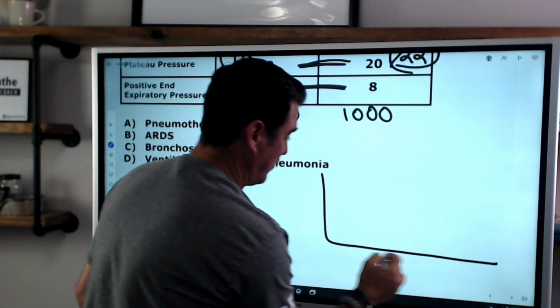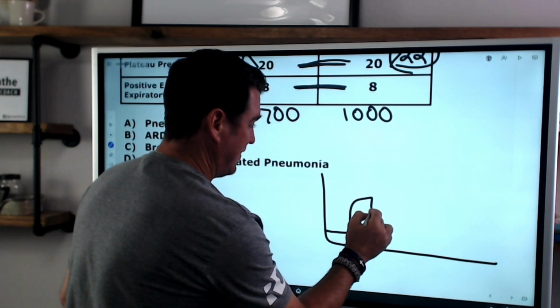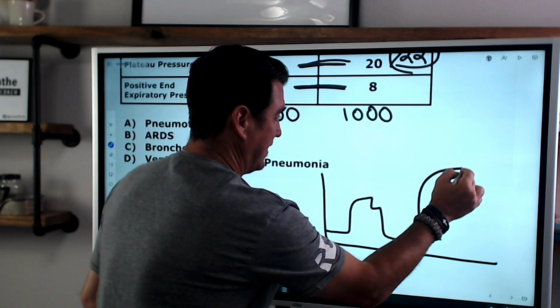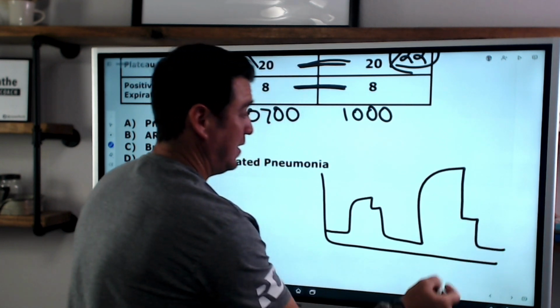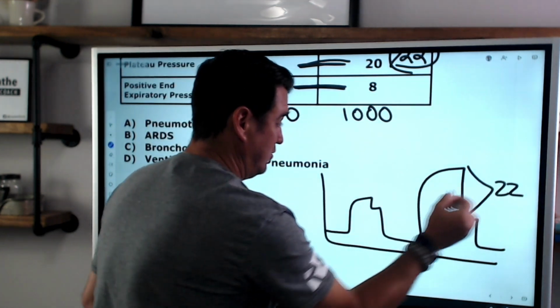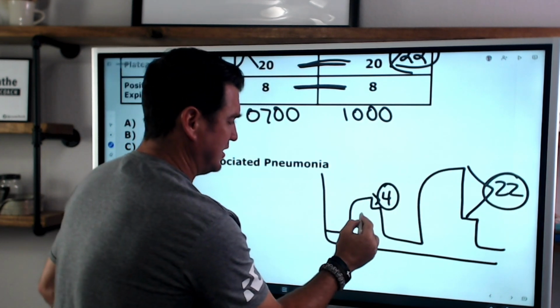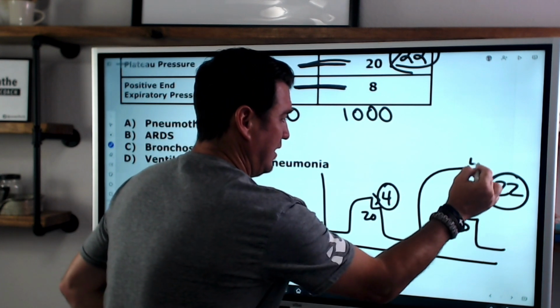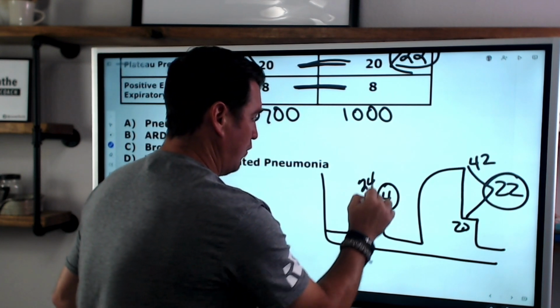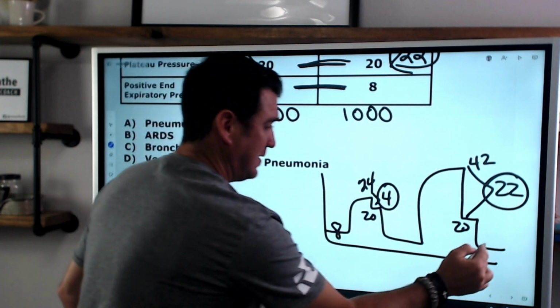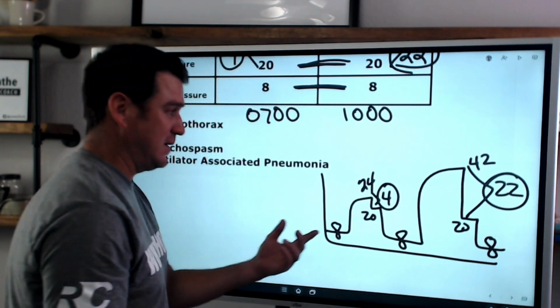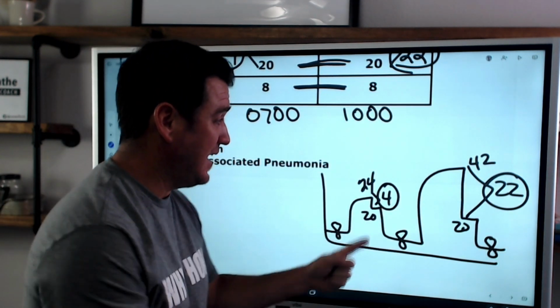Remember our pressure waveform? We started here, and now we're here. Big difference, 22. Here, 4. Plug the other numbers in. 20, 20, 42, 24. Perfect. 8, 8, 8. Perfect. What did I say?